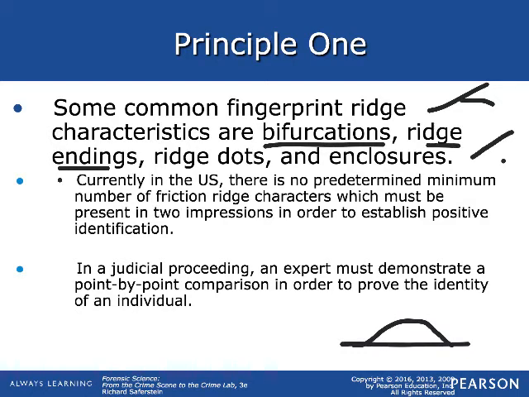Okay, so let me repeat that again. Currently in the U.S., there's no predetermined minimum number of ridge characteristics that have to be present in two impressions in order to establish positive identification. Some people say 8, some people say 16, but they haven't come up with a solid number that they have to match. Okay, now, in a judicial proceeding, the expert is going to demonstrate point by point the comparison so that you can see that they actually match.